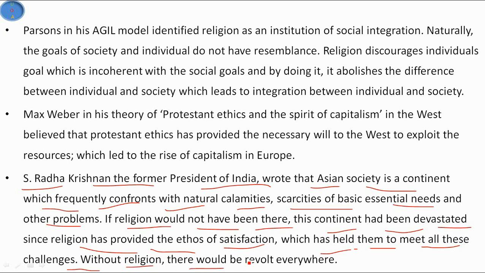Without religion, there would be revolt everywhere. So hence functional theory believes that religion is an important institution and is inevitable for the society, since it is the source of social control and the values of society. Without it, the order of society will break down.